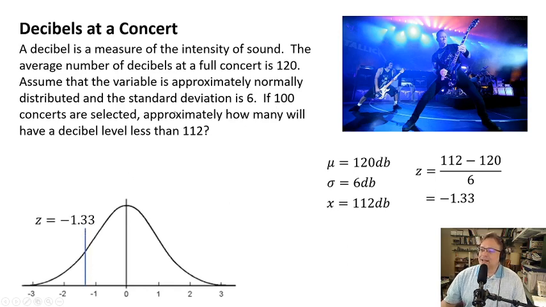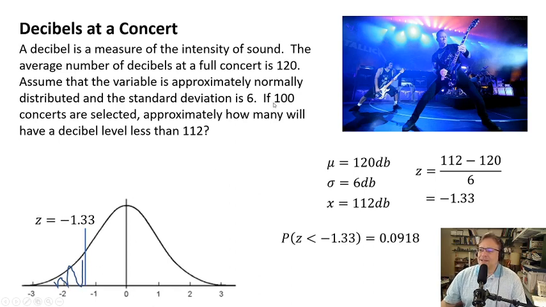So we're being asked if 100 concerts are selected, approximately how many will have a decibel level less than this. So we're looking at the area to the left of this. What's the area to the left of this z-value? As it turns out, it's 0.0918. So that's the proportion of the curve that's on this side of it.